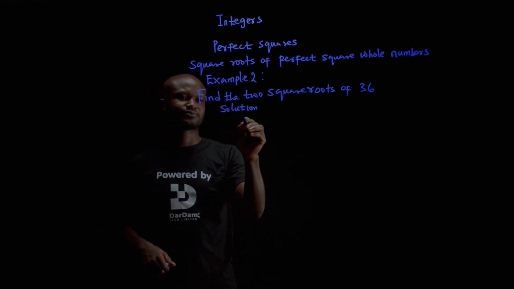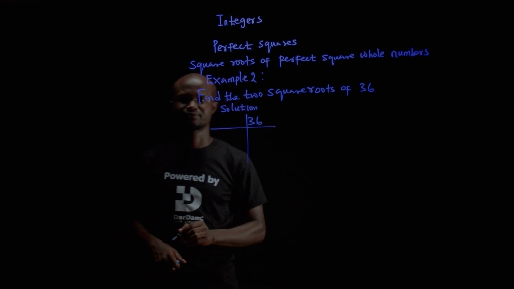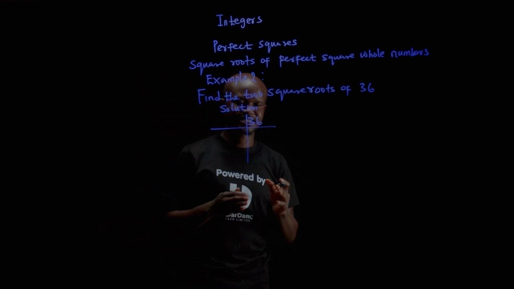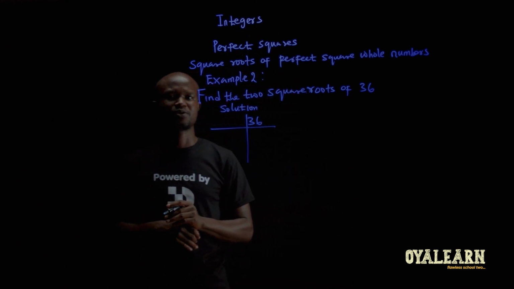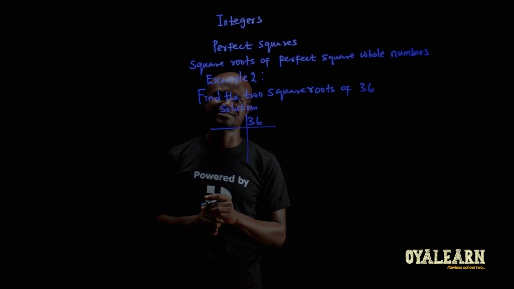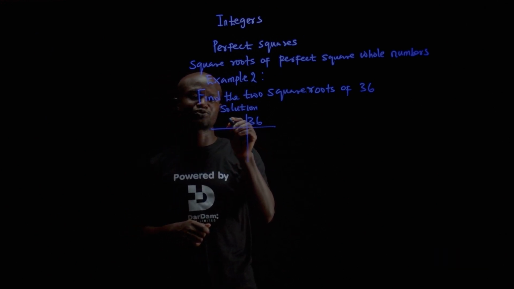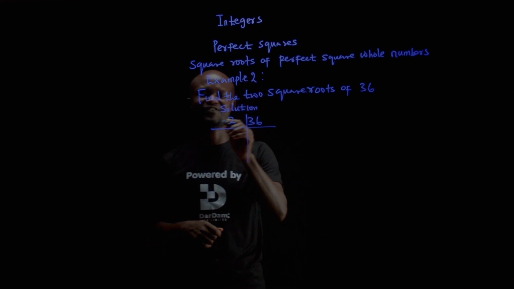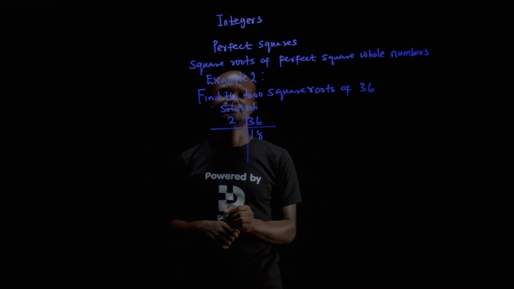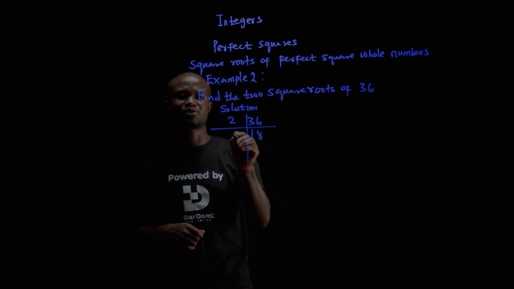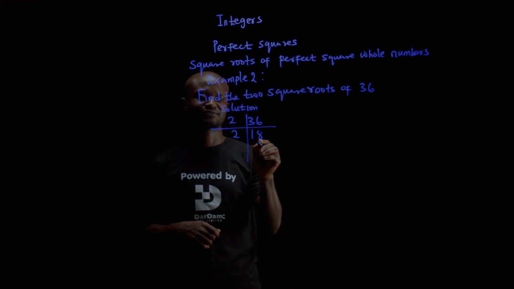Now, we are going to divide using the rules of divisibility. Now, what number can go in 36 apart from 1? 36 is divisible by 2, so we use 2. 36 divided by 2, what do we have? We have 18. Now, what number can go again? 2. 18 divided by 2, what do we have? 9.